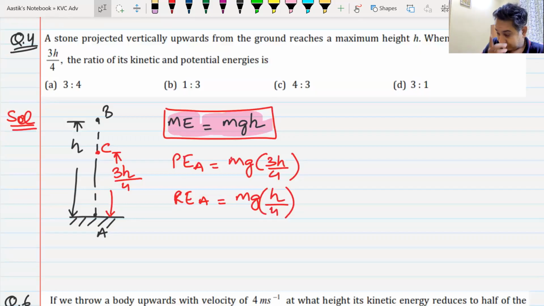Remember, the law of conservation of mechanical energy can only be applied when only what type of forces are present? Then only you can apply the law of conservation of mechanical energy. Conservative forces. Only conservative forces should be present and non-conservative forces should be absent, or work done by them should be equal to 0.